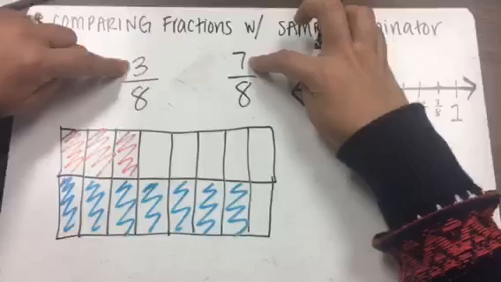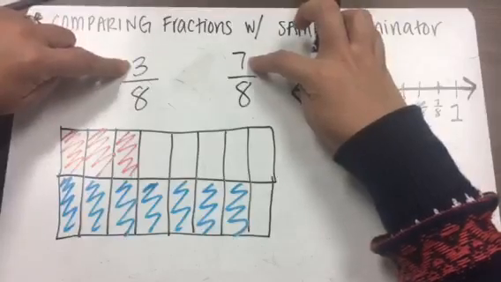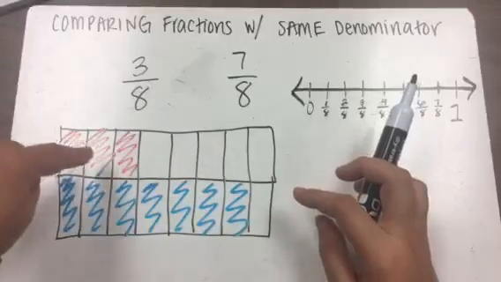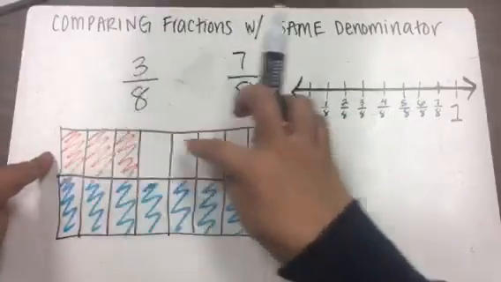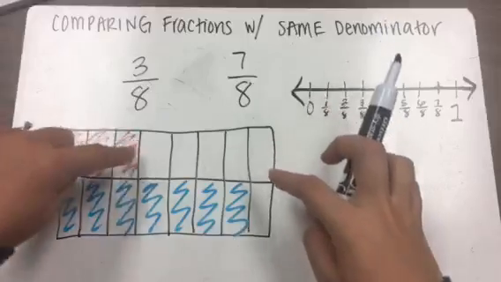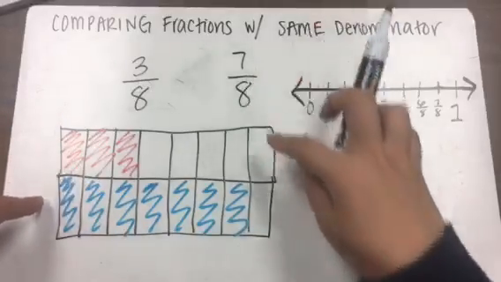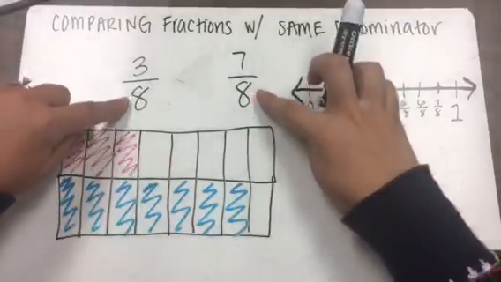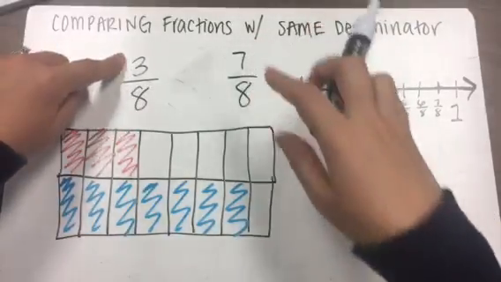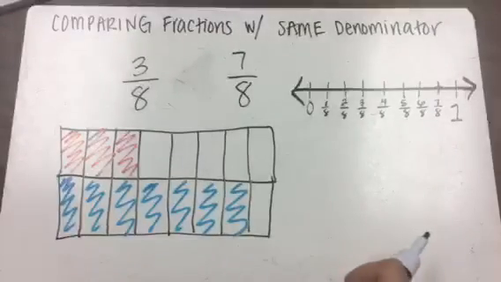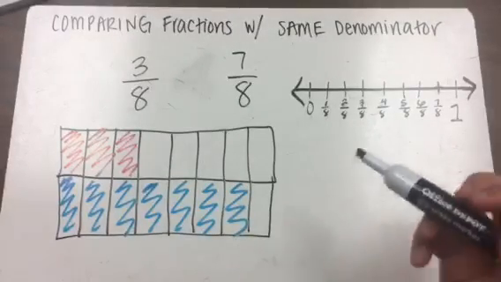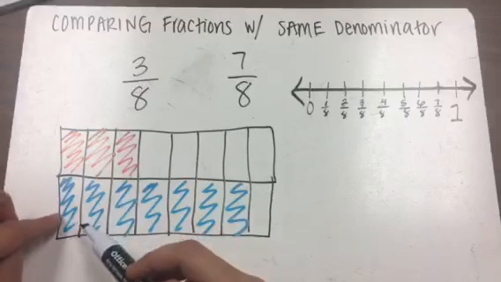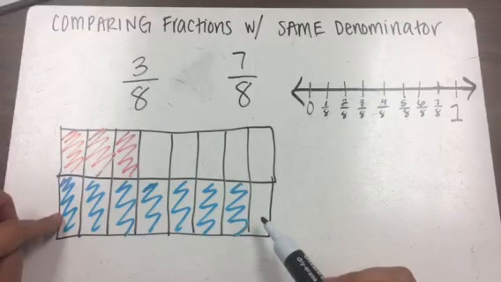The numerator is the number at the top, and the numerator tells you how many parts are shaded out of the whole, okay? So I have 8 total parts and 3 are shaded. And then I have 8 total parts and 7 are shaded. If you notice, the denominators are the same and the numerators are not. So I'm trying to figure out which one is greater. If you notice, 3 shaded is less than 7 shaded, okay?